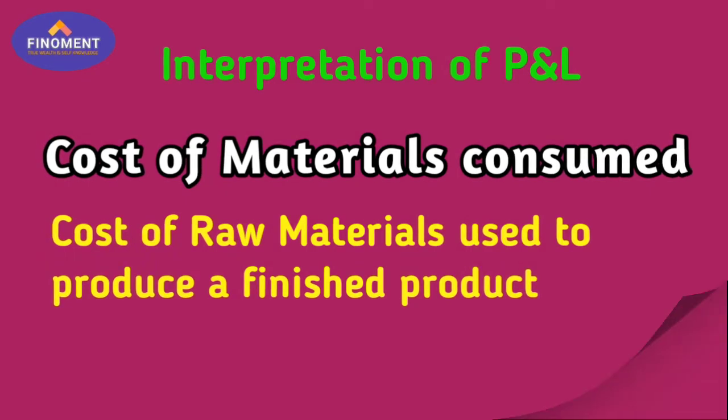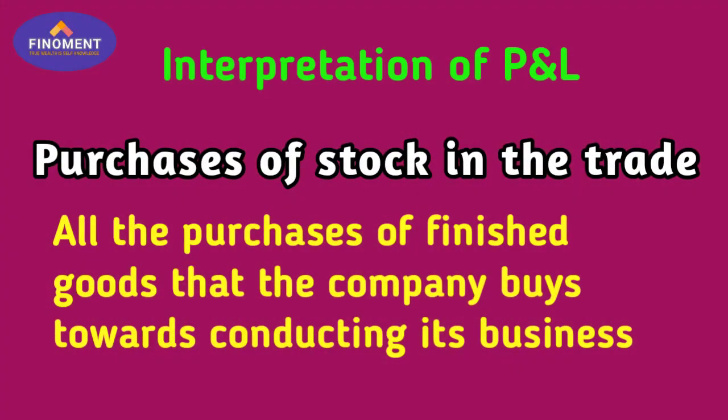And next will be purchase of stock in trade. In our example, pen, the company will be purchasing the pen and will be selling it, so the purchase of stock, that is pen, will come under purchase of stock in trade. All the purchases of final product, that is finished goods, that the company buys towards conducting this business will be shown under the head purchase of stock in trade.